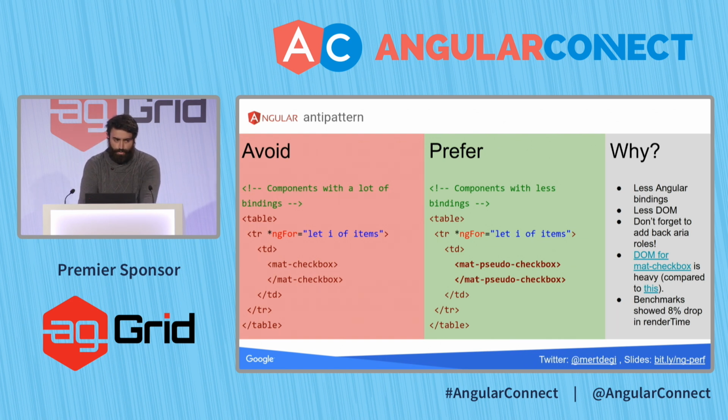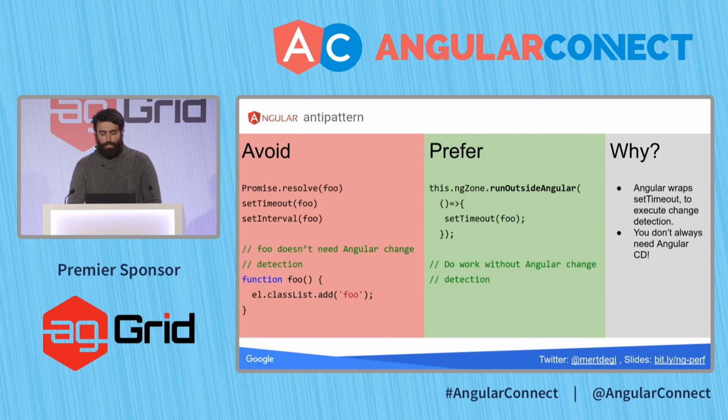But if you do this, you lose some of the other things the material checkbox offers, like accessibility. But even if you add those accessibility improvements, it turns out you still get a pretty good improvement, actually 8%. So this is the case with a lot of performance optimizations where you sacrifice readability or compactness so that you get a more efficient component.